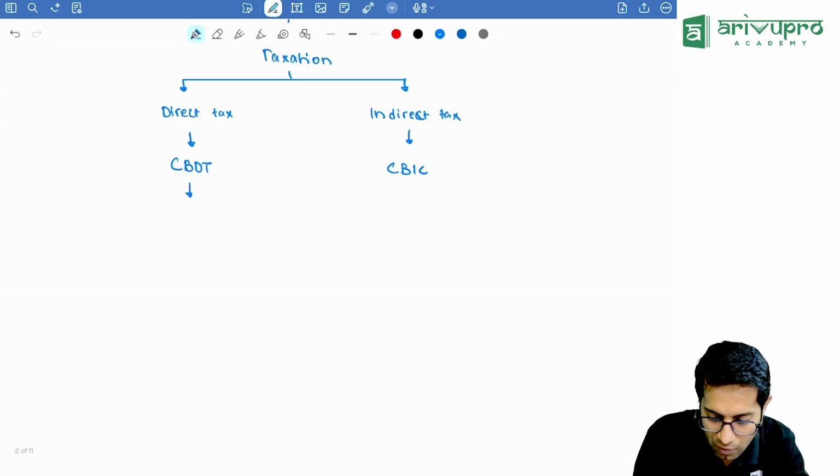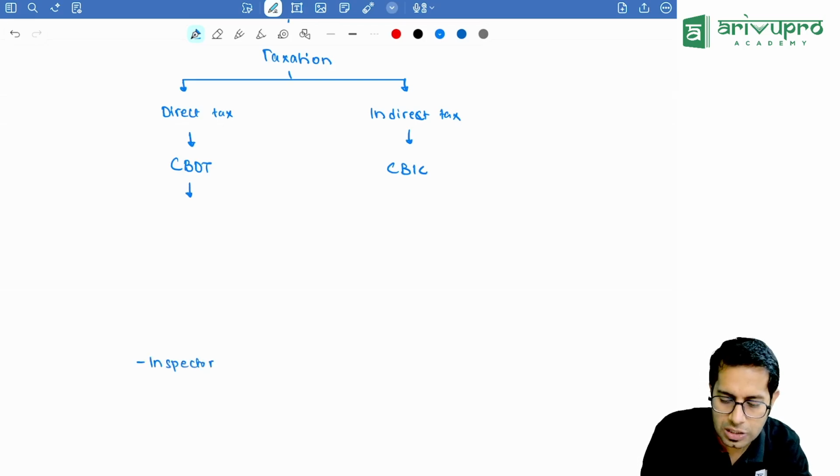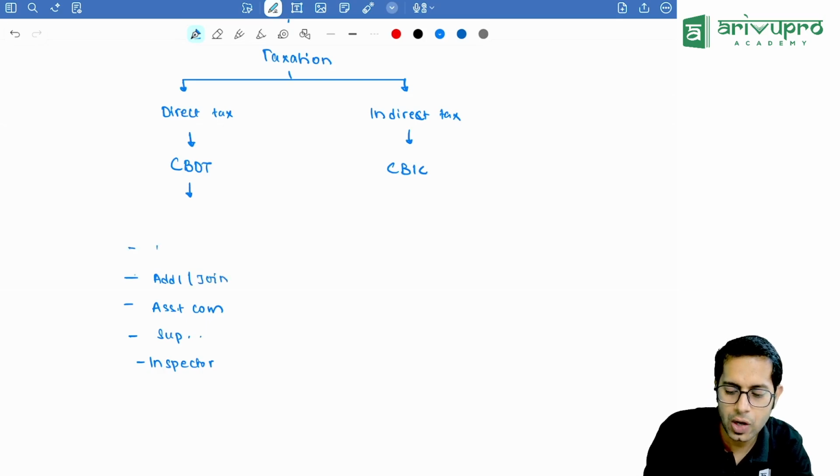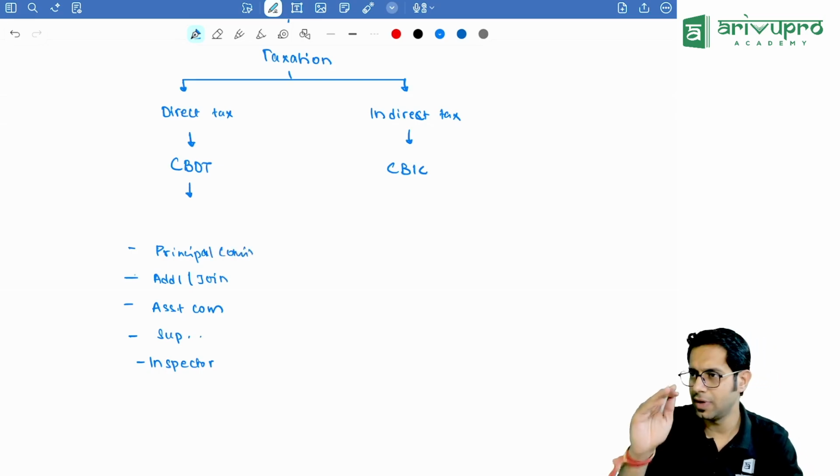The lowest level of officer is called inspector. Above inspector we have superintendent. Then above that we have assistant commissioner. Then we have additional commissioner or joint commissioner. Then we have regional commissioner, and lastly we have principal commissioner, who is the highest level of authority.